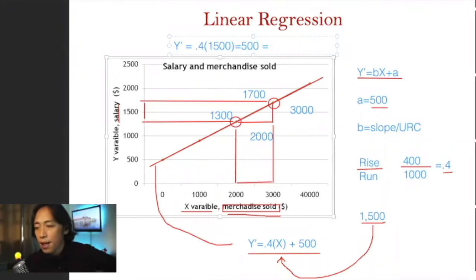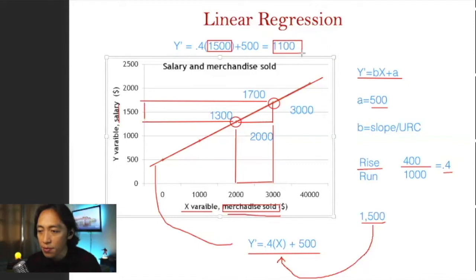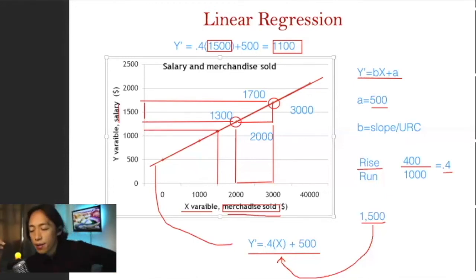All right, so let's compute. 0.4 times 1,500 is 600, plus 500 equals 1,100. So for as long as we provide the value of x, we can perfectly predict, in this case, the value of y. And even if we check the graph, it should check out. Where is 1,500? Right over here. This is our new employee, he's right there. And how much does he earn based on our computation? 1,100, and it's right there, 1,100. So that is the linear equation for us.